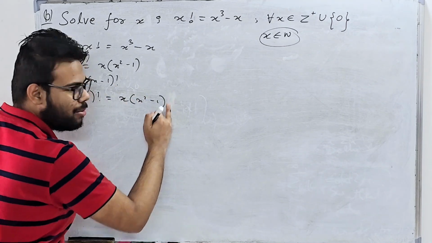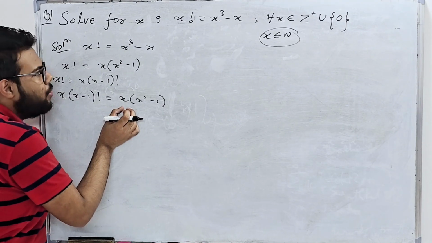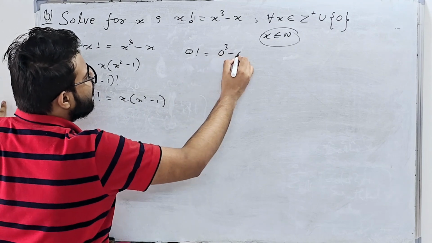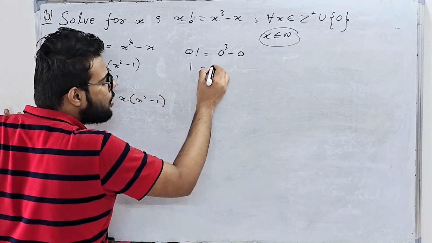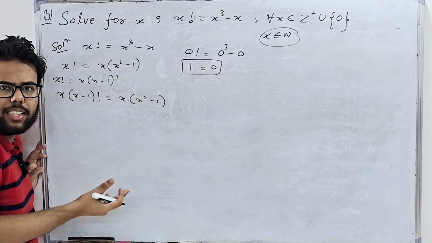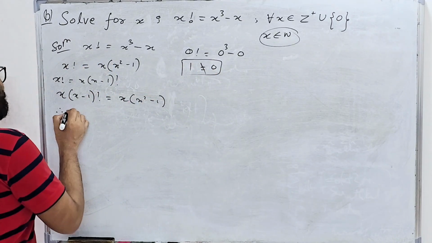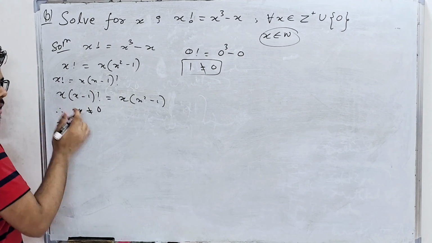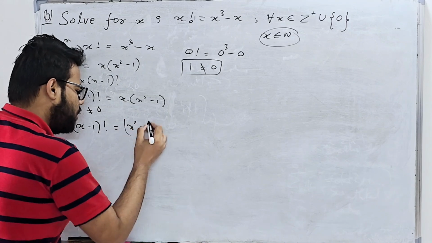Notice, can x be equal to 0? If you substitute 0 over here, you get 0 factorial is equal to 0 cube minus 0, which means, what is 0 factorial? 0 factorial is equal to 1, so 1 is equal to 0. Is it correct? No, it is not correct. Hence x can't be equal to 0. So you can cancel x both sides, which means x minus 1 factorial is equal to x square minus 1.